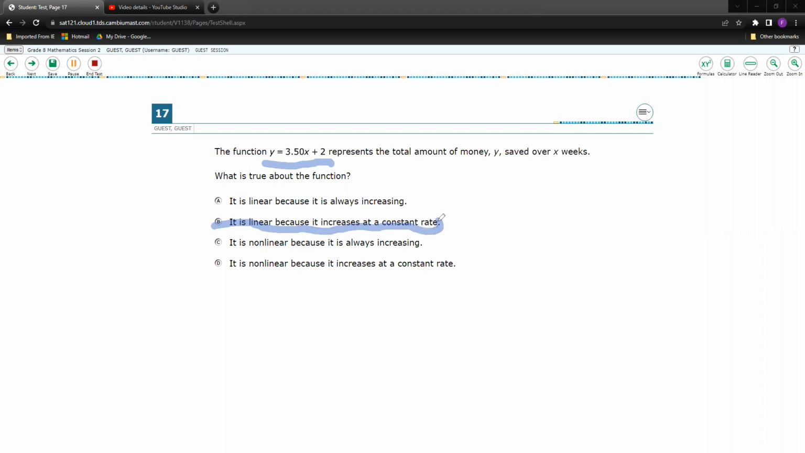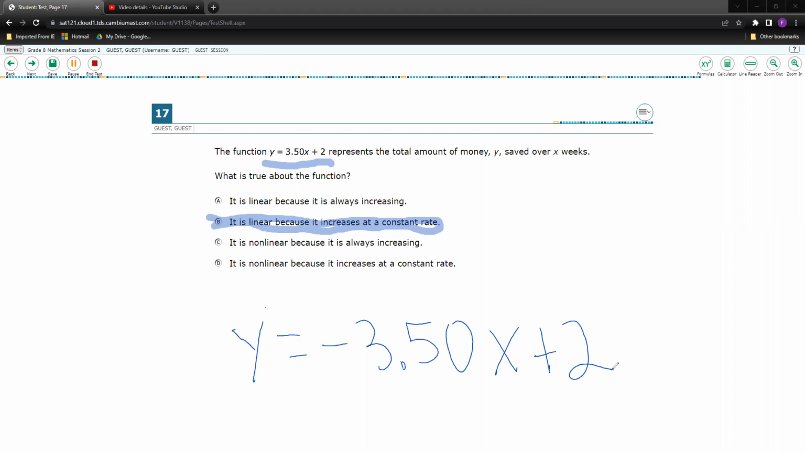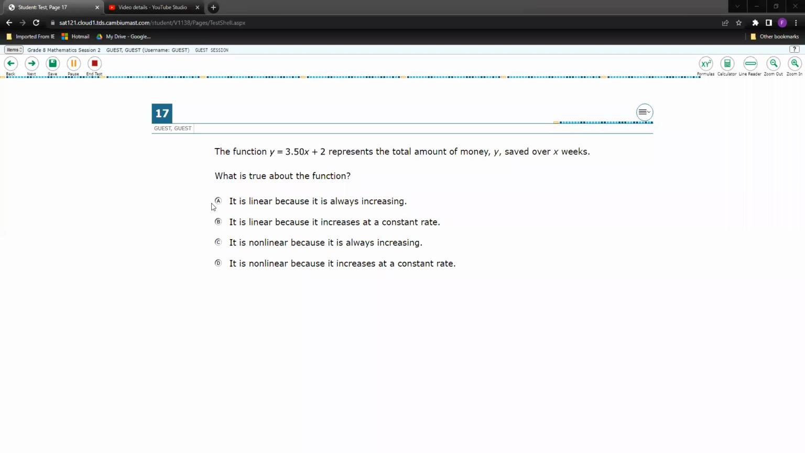Although it's true that it is increasing, that's not the reason why it's linear, because I could have an equation y equals negative 3.5x plus 2, somebody that's losing money. This equation is still linear because my x has no exponents, meaning the change is constant, even though in this case it is negative. So the answer is B, not A necessarily. So B is the right answer.